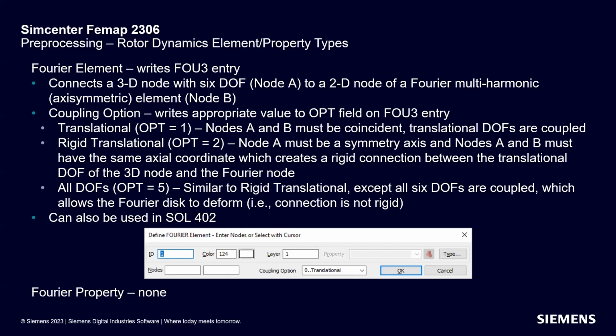And then that's all DOFs. With rigid translational, it must be on a symmetry axis, must have the same axial coordinate, which creates a rigid connection between the translational DOF of the 3D node and the Fourier node. And this can actually be used with Siemens multi-step kinematic analysis type, solution 402. And just note that there is no property for the Fourier element.